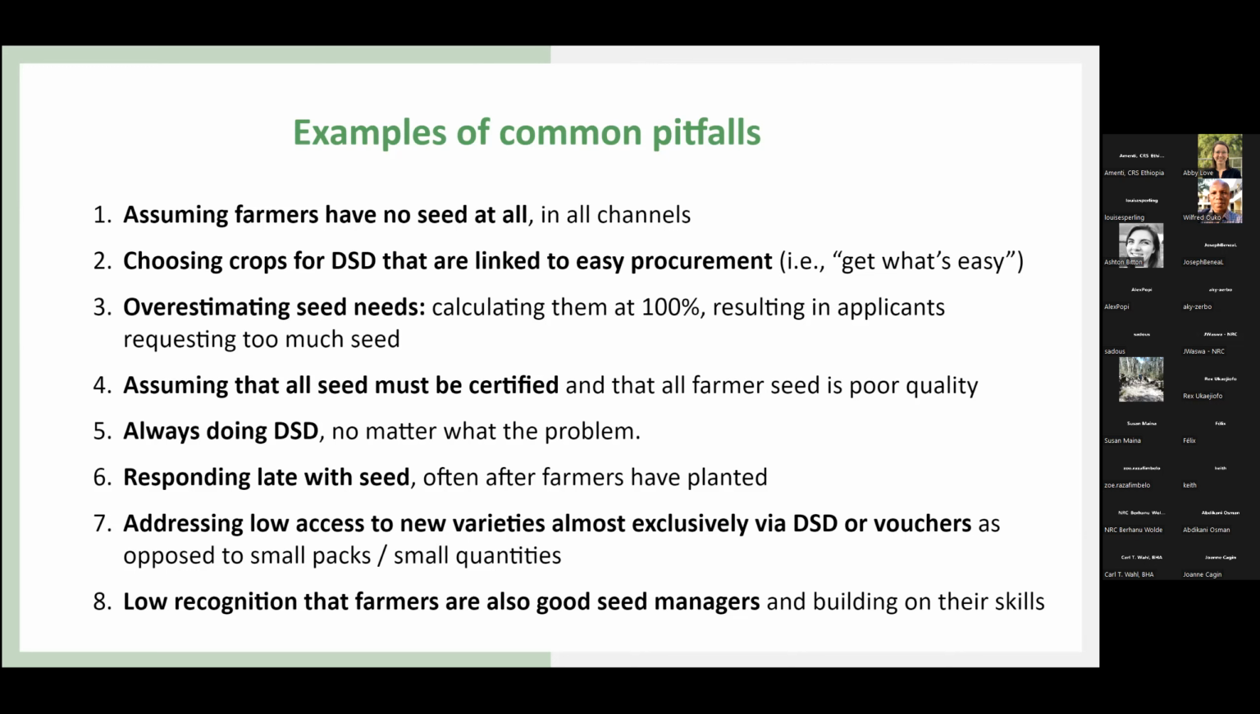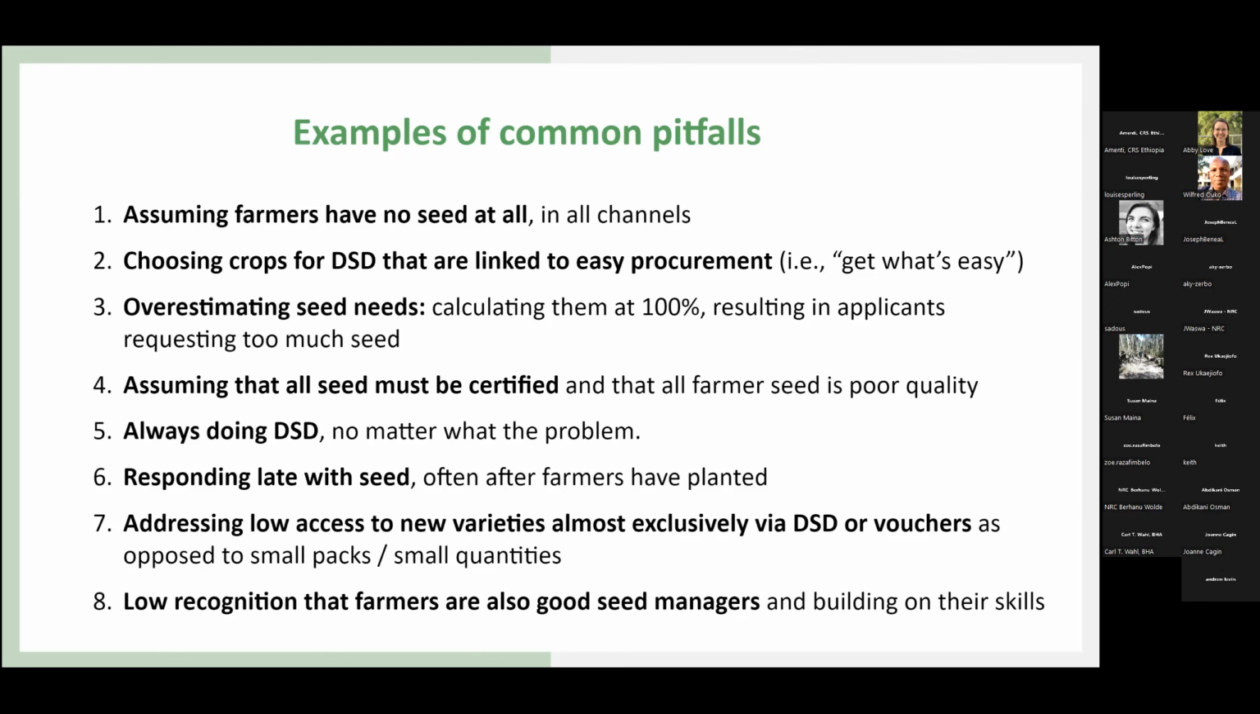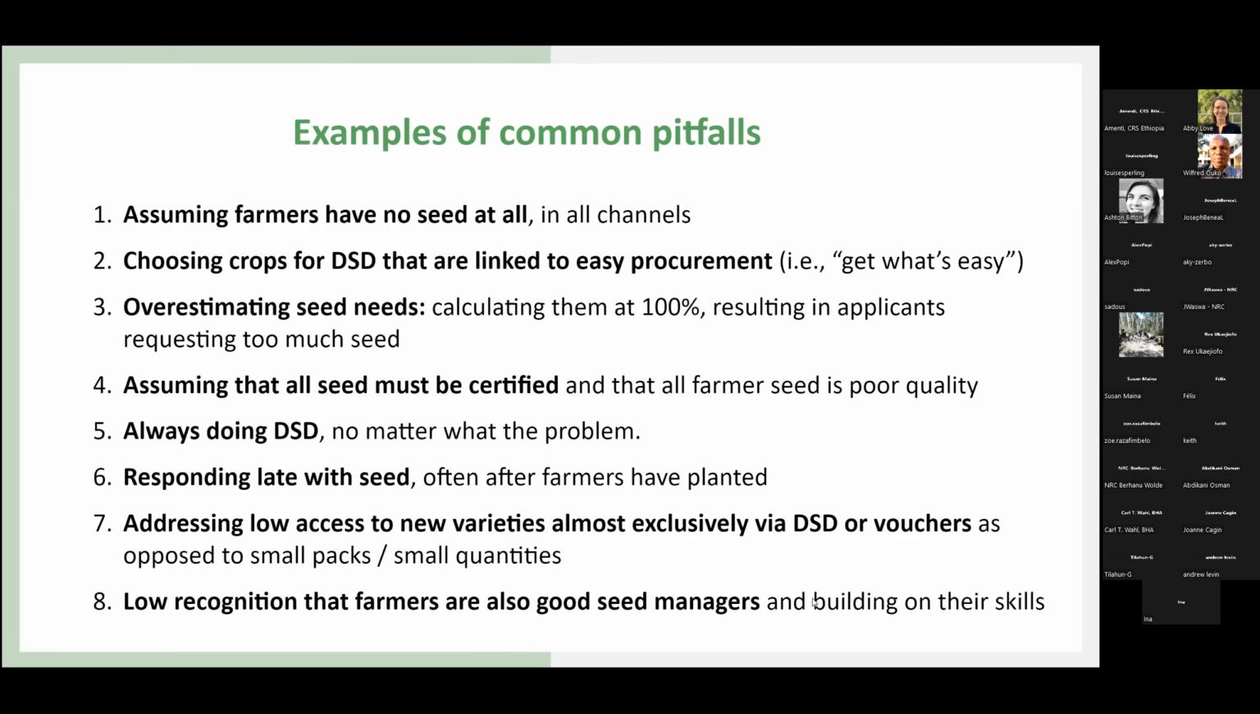And number 7, addressing low access to new varieties almost exclusively via DSD, that is direct seed distribution, or sometimes the use of vouchers, while not considering other options like the use of small promotional packs to address access issues. And then there is often low recognition that farmers are also good seed managers. And we tend not to focus on building the skills of the farmers. Next slide, please.